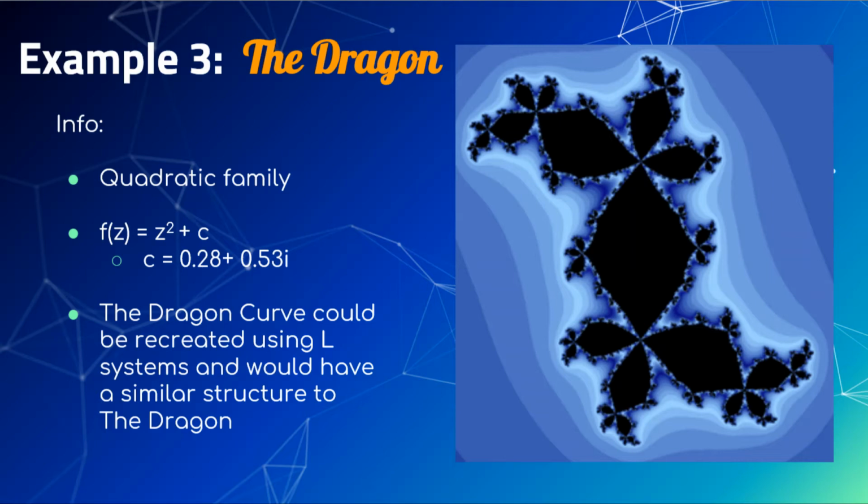So one of the examples I like to talk about is the dragon one, and it's part of the quadratic family of Julia sets, which really just basically means that you have a function of z equal to z squared plus c, where c is a complex number, and c is approximately 0.28 plus 0.53i, which is imaginary, and that is an example of what the dragon looks like.